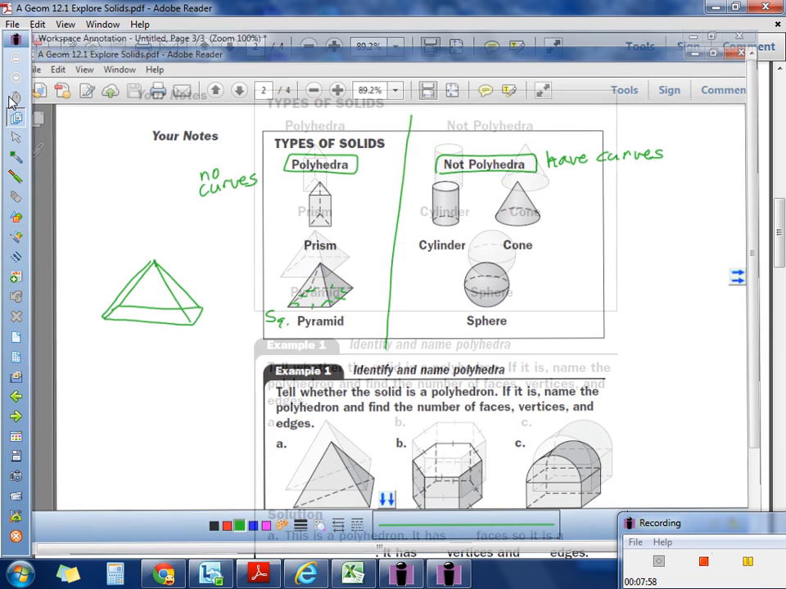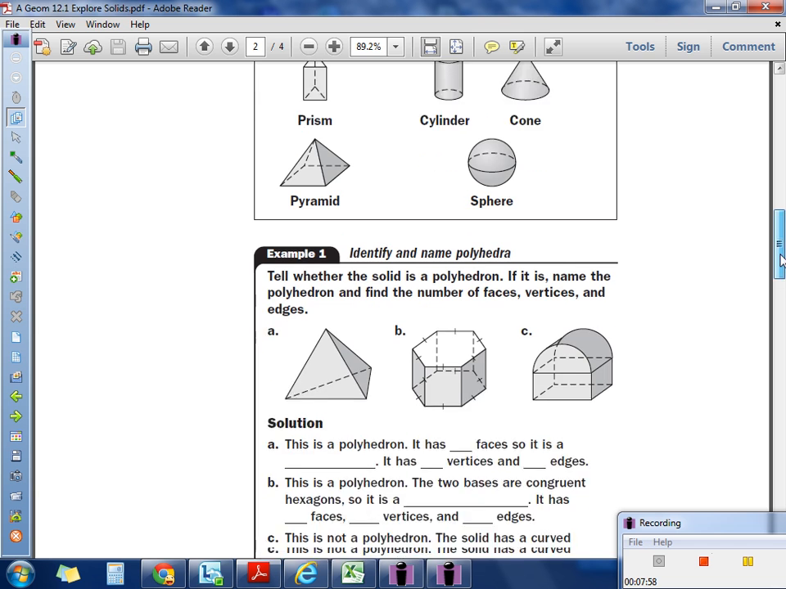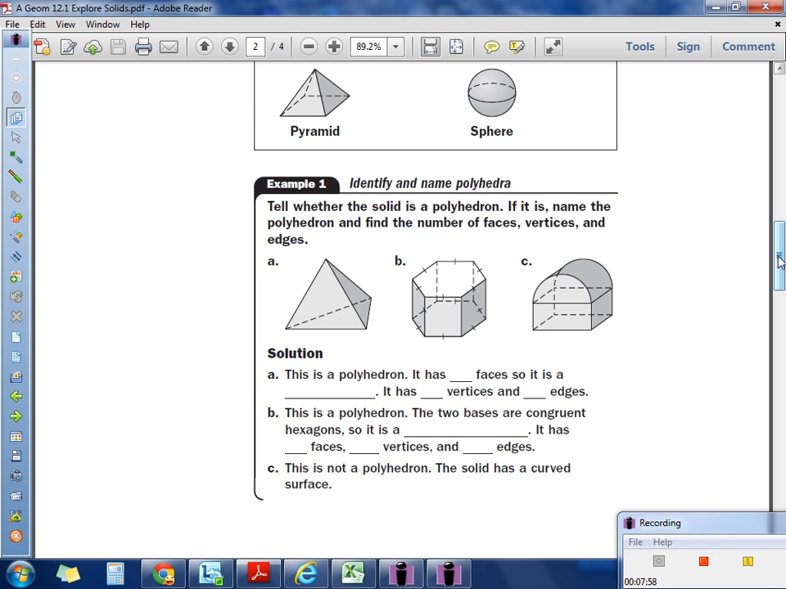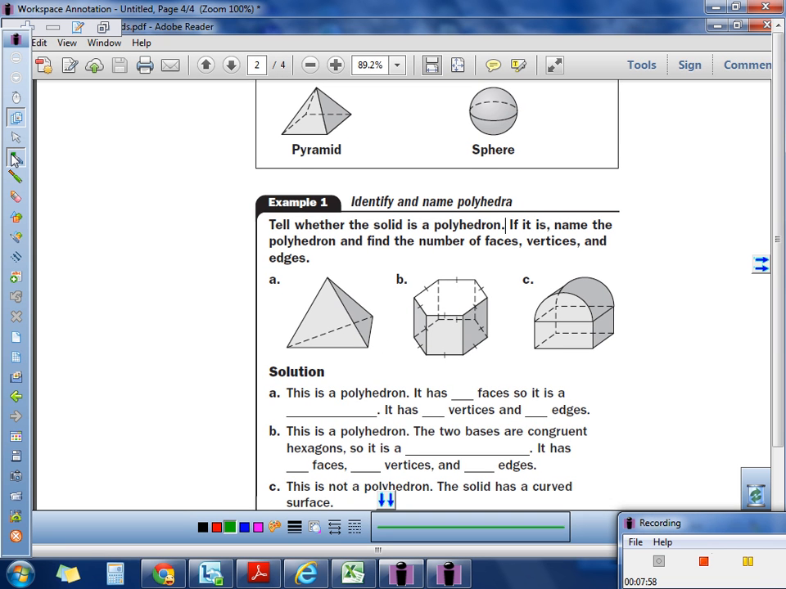So let's go down and look at example 1, see if we can answer these questions. It says, tell whether the solid is a polyhedron. So this is a yes or no answer. So for this first question, it's all going to be yes or no. So let's go through and do that first. Is it a polyhedra? So A, is it a polyhedra? Yes or no? Yes. Is B a polyhedra? Yes. Is C a polyhedra? No, and why? Because that curves. Because of those curves.